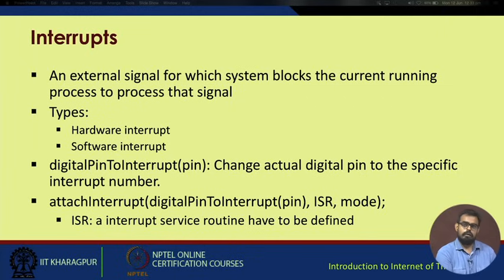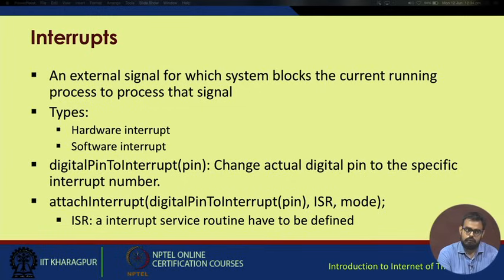Then moving on to interrupts, you have an external signal. Interrupts are basically an external signal for which the system blocks the current running process till receiving that signal. So basically you have two types of interrupts, one is hardware and another is software. I'll give you an example. Suppose you're in a loop, waiting for a checking condition, whether it holds true or not, and maybe from an external source you are getting that checking condition.